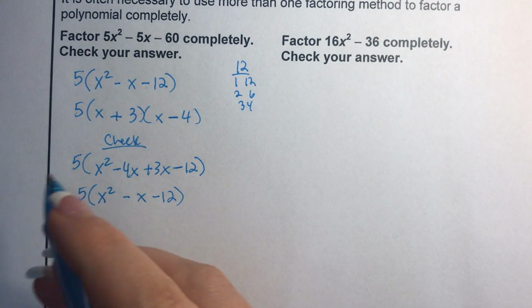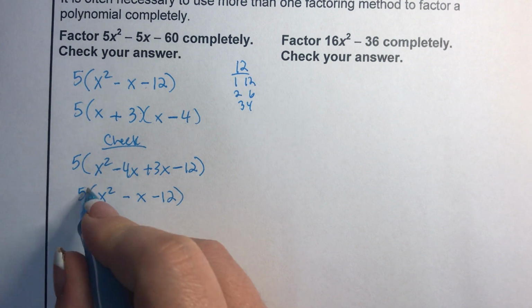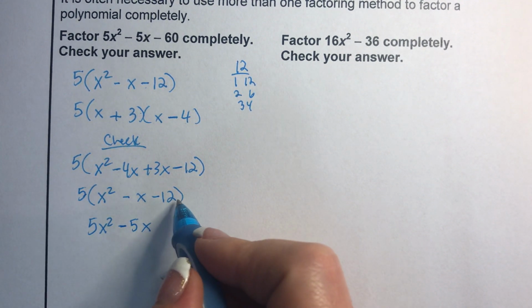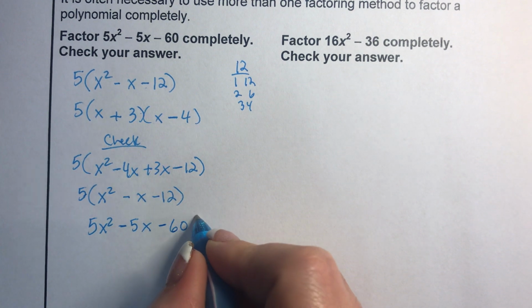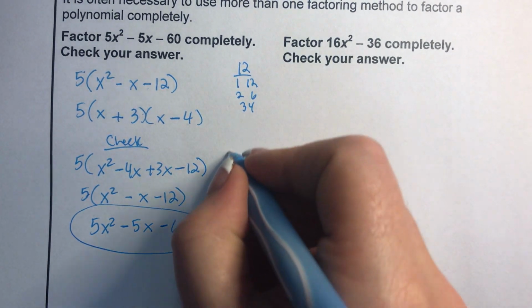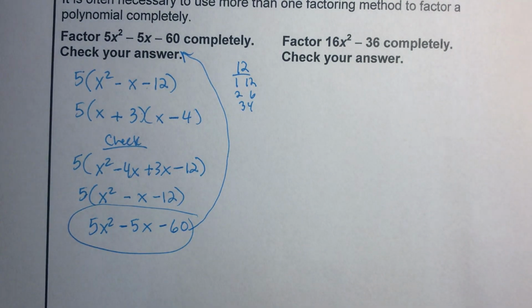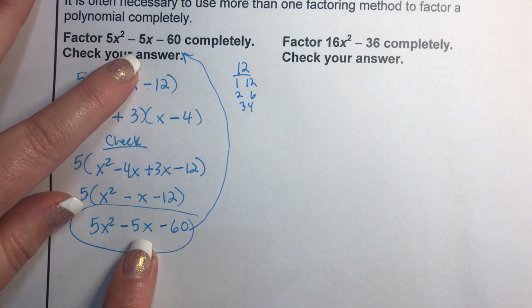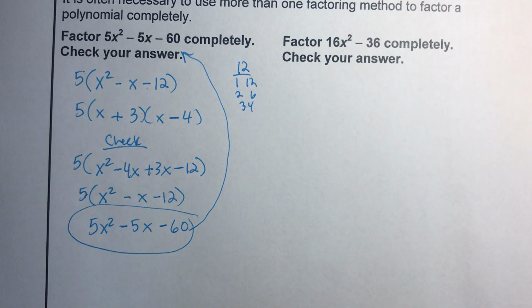So 5 times x squared is 5x squared. 5 times negative x is negative 5x. And then 5 times negative 12 would be negative 60. So we're going to look and say, hey, is this the same? We have 5x squared, yes. Negative 5x, yes. Negative 60. Woohoo, we did it right. So perfect. Okay, let's look at the next one here.